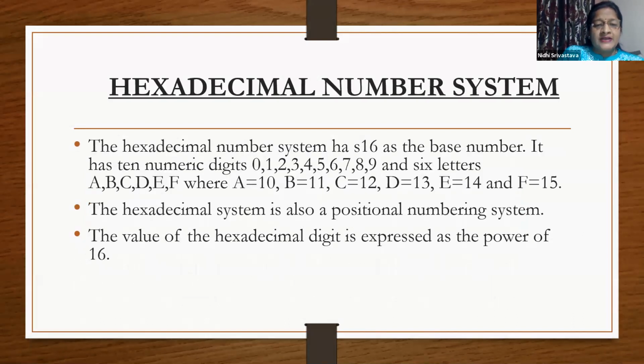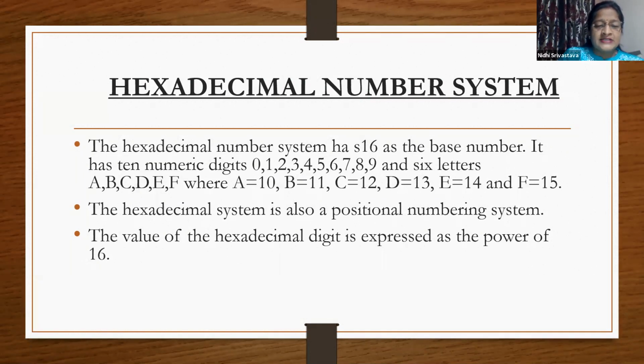Next, hexadecimal number system. The hexadecimal number system has 16 as the base number. It has 10 numeric digits, that is 0, 1, 2, 3, 4, 5, 6, 7, 8, 9 and 6 letters, that is A, B, C, D, E, F, where A is equal to 10, B is equal to 11, C is equal to 12, D is equal to 13, E is equal to 14 and F is equal to 15.